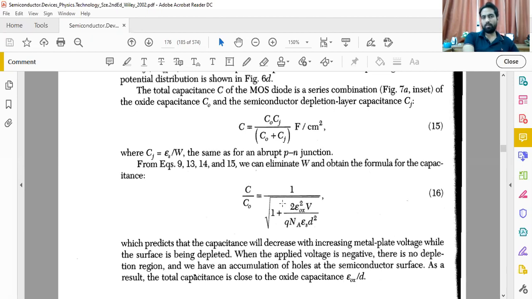It is related with the equation, not going here and there much, simple talk. This is directly related with the V. V is the applied voltage. When the applied voltage is negative, there is no depletion region and we have an accumulation of holes at the semiconductor surface. As a result, the total capacitance is close to the oxide capacitance, epsilon naught X upon d.